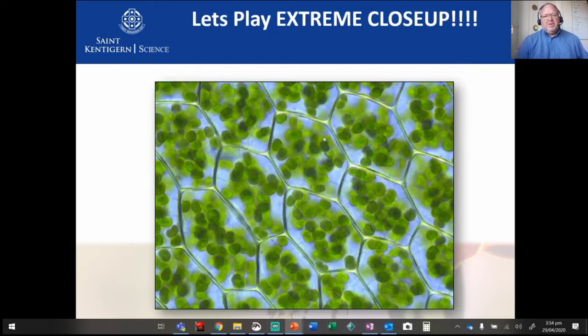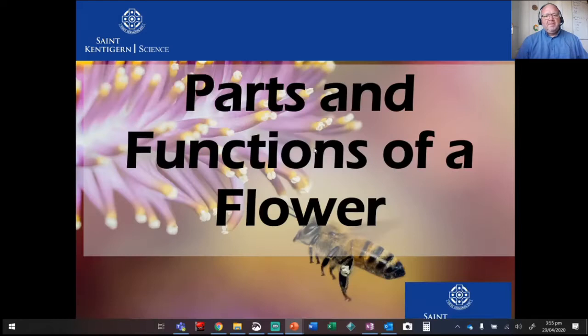And we looked at extreme close-up. So we've done that already, but here you can see some chloroplasts and the beautiful structure of the cell wall there. Now, parts and function of a flower. That is new work for you.